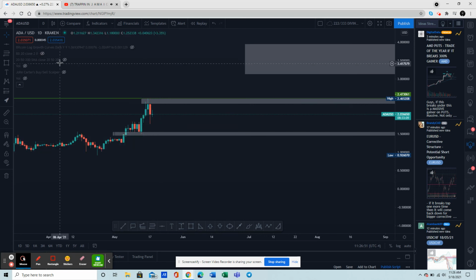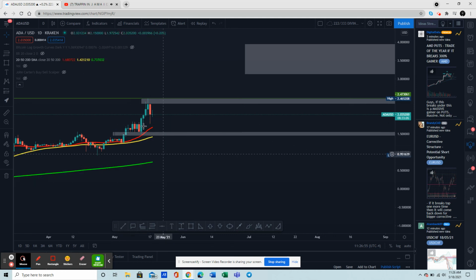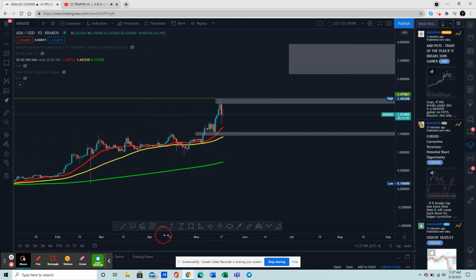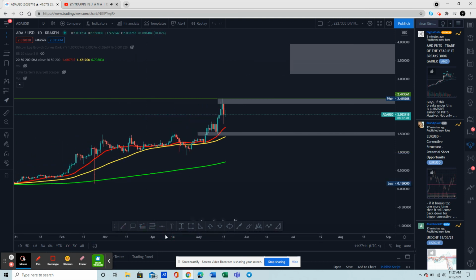All right, let's check out just the regular moving averages. So we're on a daily, we're still in a bullish trend. However, remember, price likes to come back and kiss the 50 and the 20. So our yellow is the 20 and I think the red is the 50. But let me make sure.